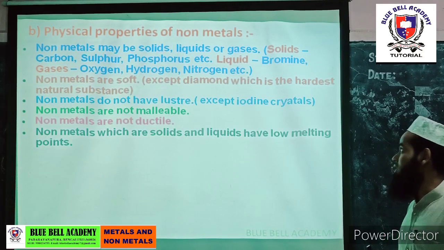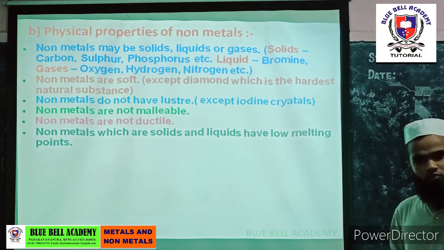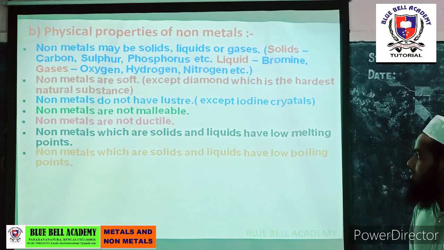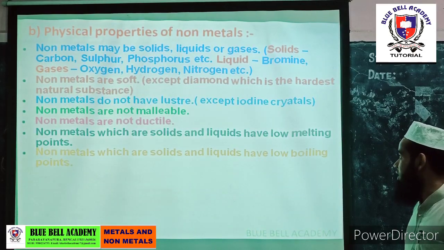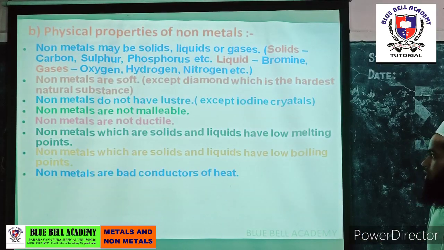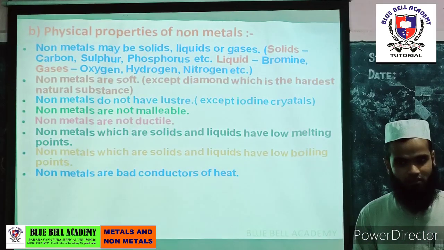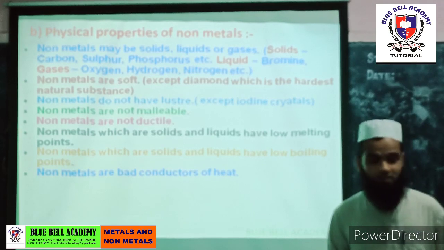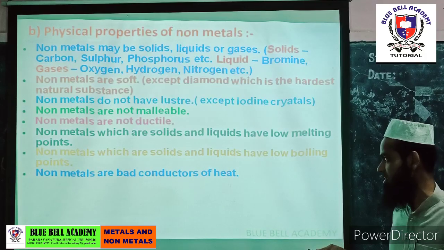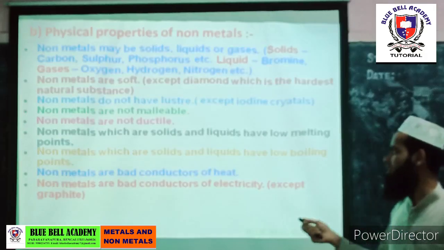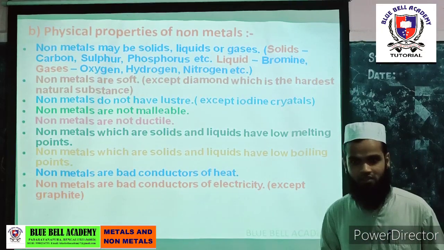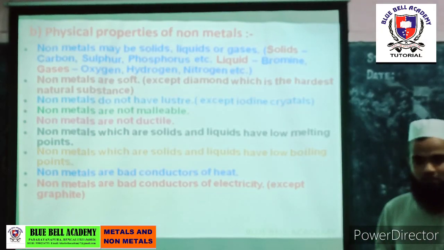Non-metals which are solid and liquid have low melting points. As you know the meaning of the word melting point. Non-metals which are solid and liquid have low boiling points too. Non-metals are bad conductors of heat because in the case of non-metals, electrons are not free to conduct the heat, hence they are bad conductors of heat. In the same manner, non-metals are bad conductors of electricity, except graphite, which is a non-metal, but even so it will conduct electricity.